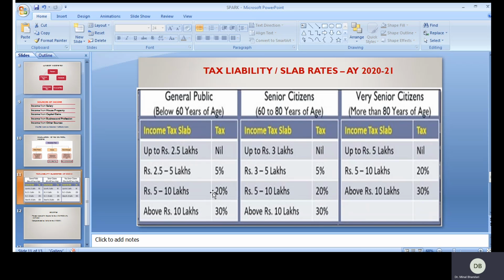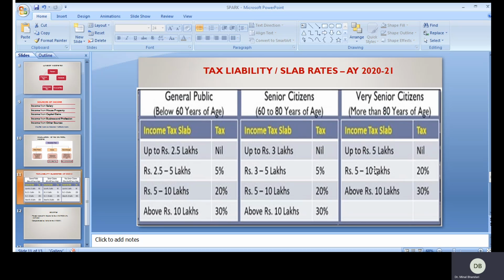The last two slabs are common for persons below 60 years of age and 60 to 80 years of age, that is, the senior citizen assessee. But regarding the first slab, up to rupees 3 lakh, he need not pay any tax. The same thing applies for very senior citizens, that means the assessee whose age is more than 80 years. Up to rupees 5 lakh, if that very senior citizen is earning income, then his tax liability is nil. He need not pay tax.